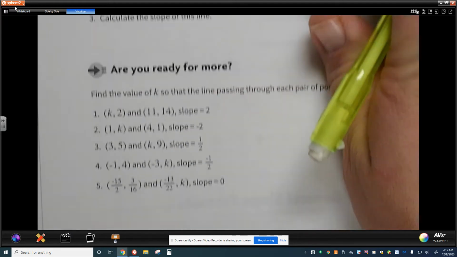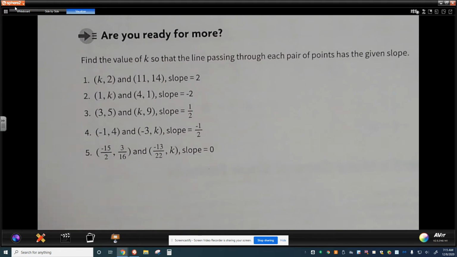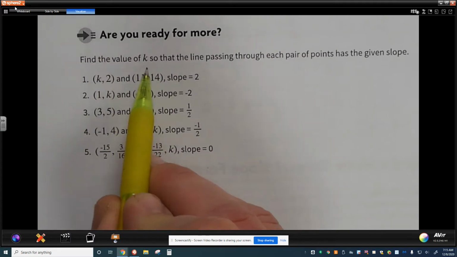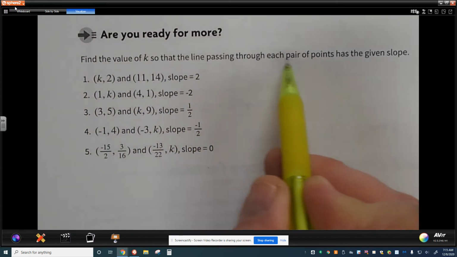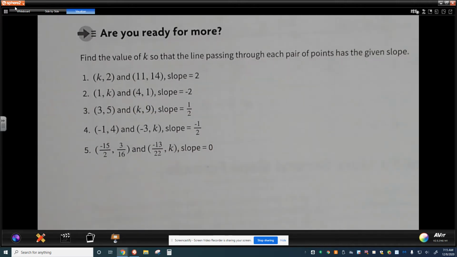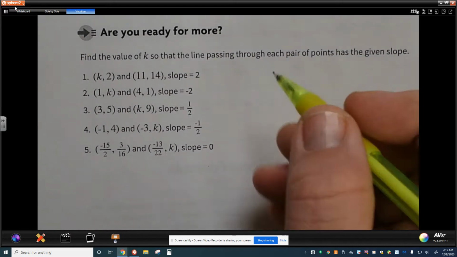For a little bit of a challenge and a little bit of extra credit, in these 5 problems, we're supposed to find the value of k. This is not the constant of proportionality. This is just a variable that's representing an unknown number, so that the line passing through each pair of points has a given slope. I'll work through the first one with you, but the rest of them are bonus. You'll be able to find that with today's assignment.